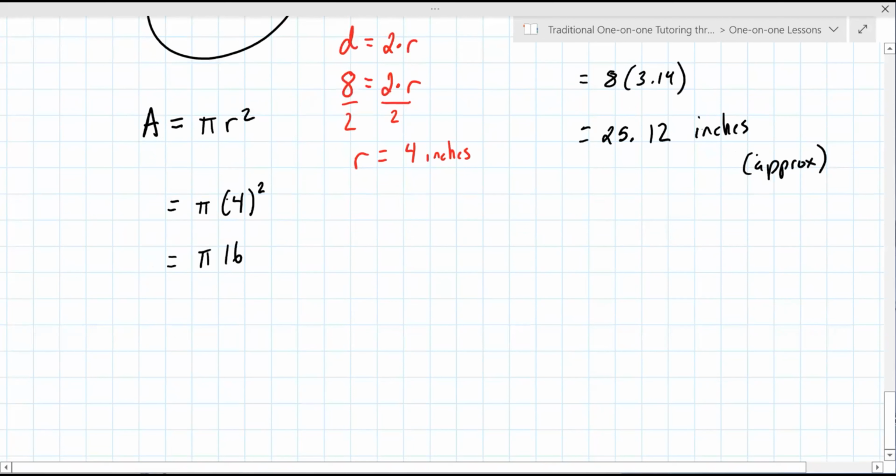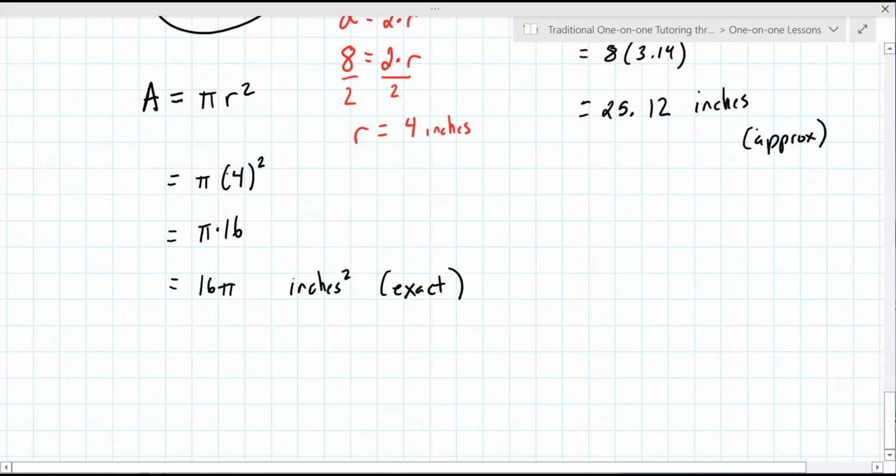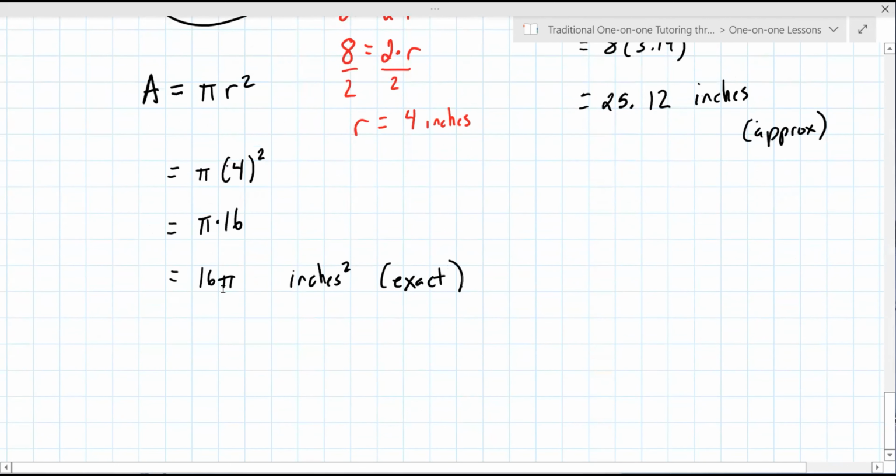Does the 16 come before or after the pi? Before the pi. 16 pi. Now the area is in inches squared, and this is exact. It's exact because it's got a pi in it.